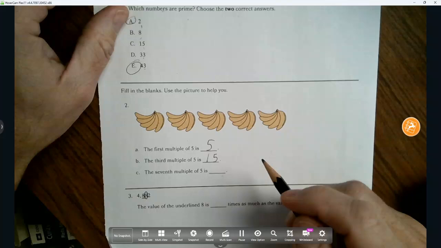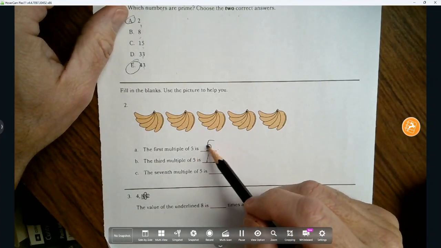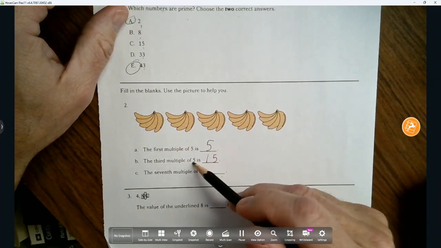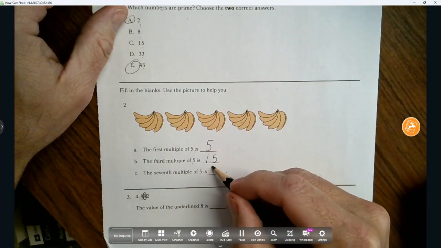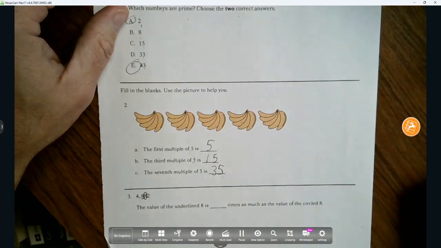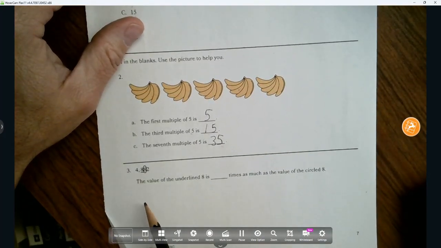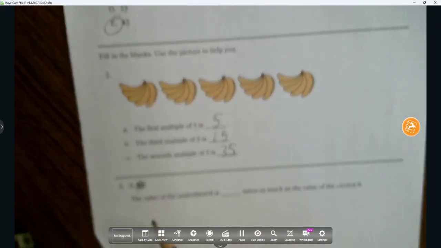the seventh multiple of 5. If we did 1 times 5 for the first one, we did 3 times 5 for the third one. We're going to do 7 times 5 for the seventh one. That's going to be good.